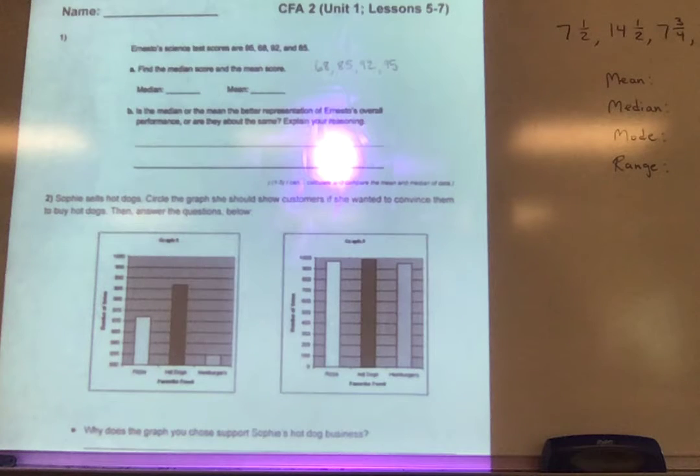Okay, we're going to run through the answers for CFA 2 on Unit 1 here, Lessons 5 through 7. You guys have your hard copies here, so remember you'll be writing down answers in your work so you can use these as study guides for the test when you're reviewing your skills.